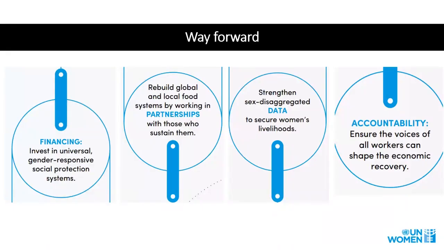Now let's talk about the way forward. How can countries make sure that they have a gender-responsive social protection and build resilience through shocks such as the COVID-19 shock? The first one is financing. They need to invest in universal gender-responsive social protection systems through expanding their fiscal space. The second is to build global, national, and local food systems by working in partnership with those who sustain them.